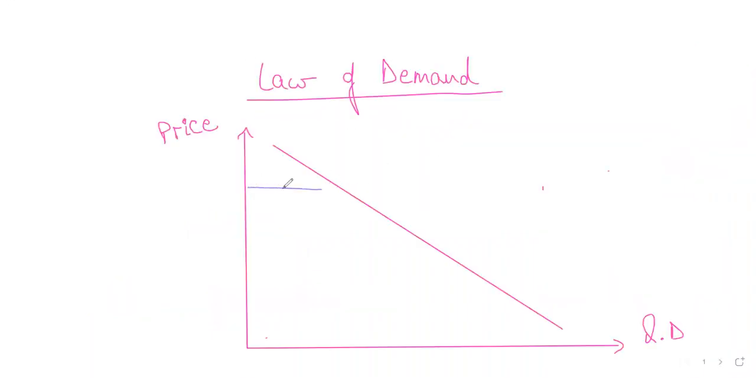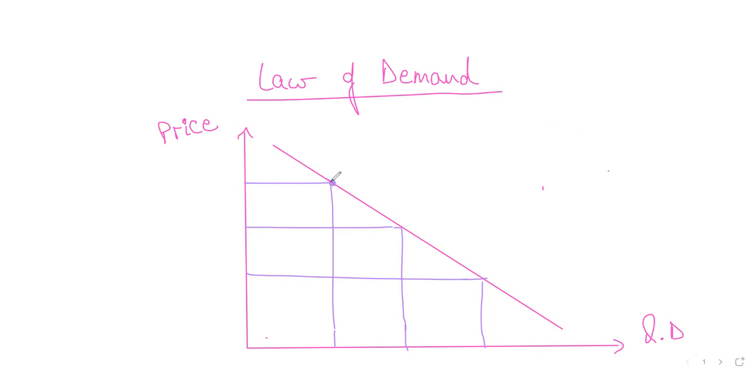Law of demand says the higher the price, the lower the demand; the lower the price, the higher the demand, right? So that is what the law of demand says. And this will be true for any product in the world, literally any product, whether that be a food item, clothing, shoes, a car, gold, or anything in the world.